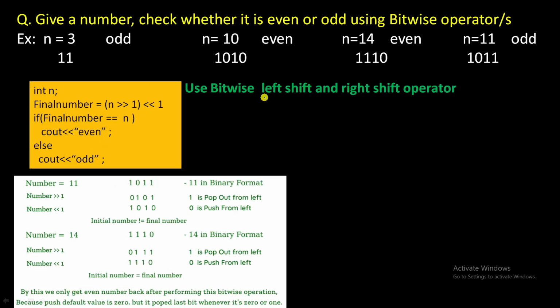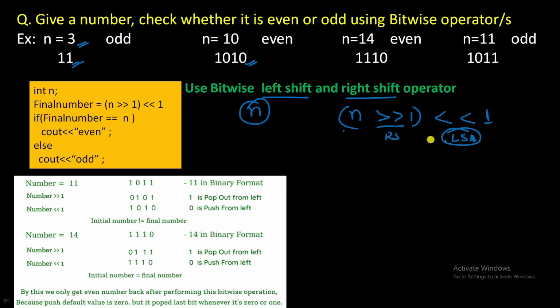Now let's see the last approach. In this approach we will use the bitwise left shift and bitwise right shift operators. And how will we use them? Again, this is dependent on the same observation, that the LSB of an odd number is 1, and for an even number the LSB will be 0. Let's see how we will do that. On the given original number n, I will first apply this operator. And what is this operator? This is the right shift operator. Whatever answer I get from here, I will apply this left shift operator. So this is right shift and this is left shift.